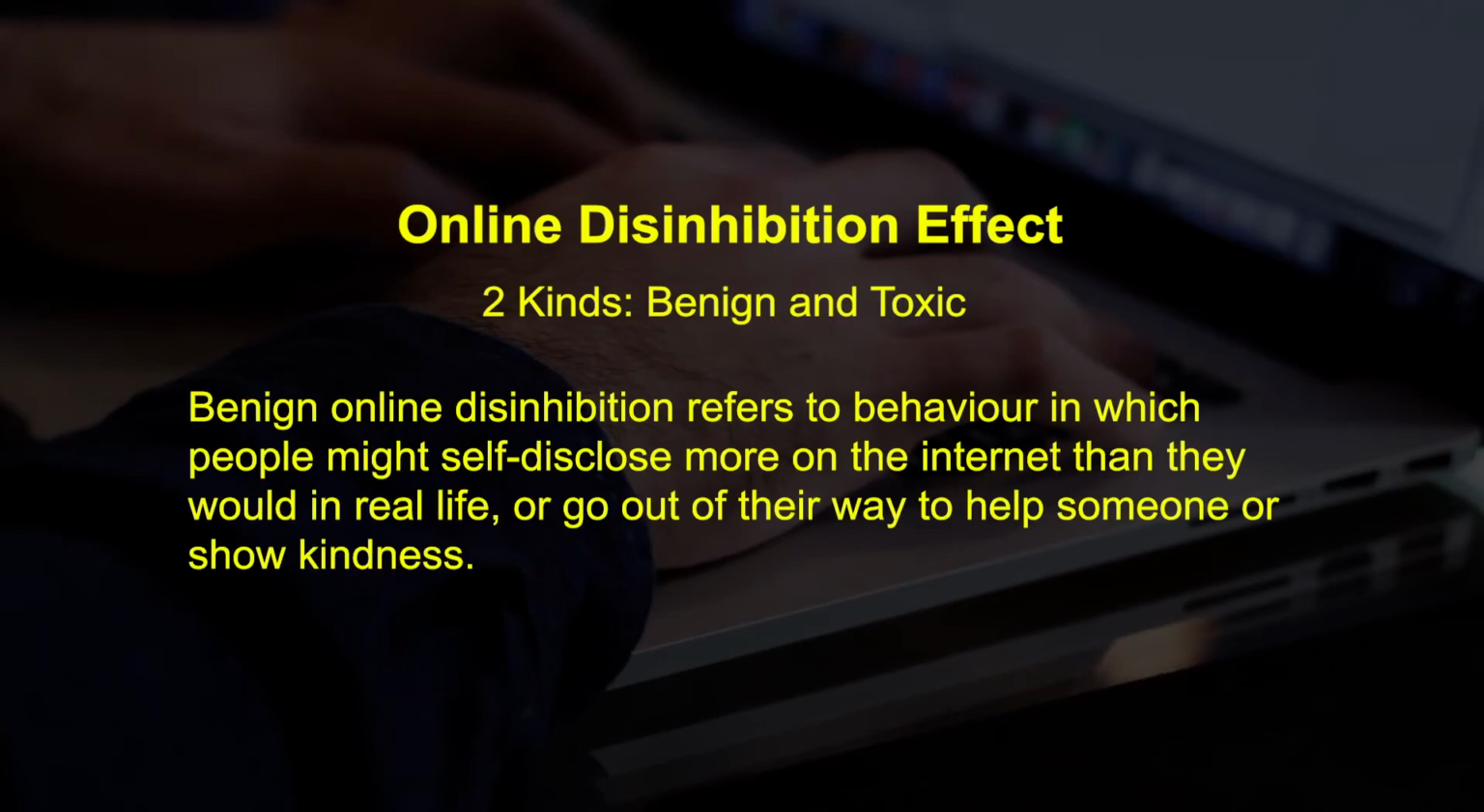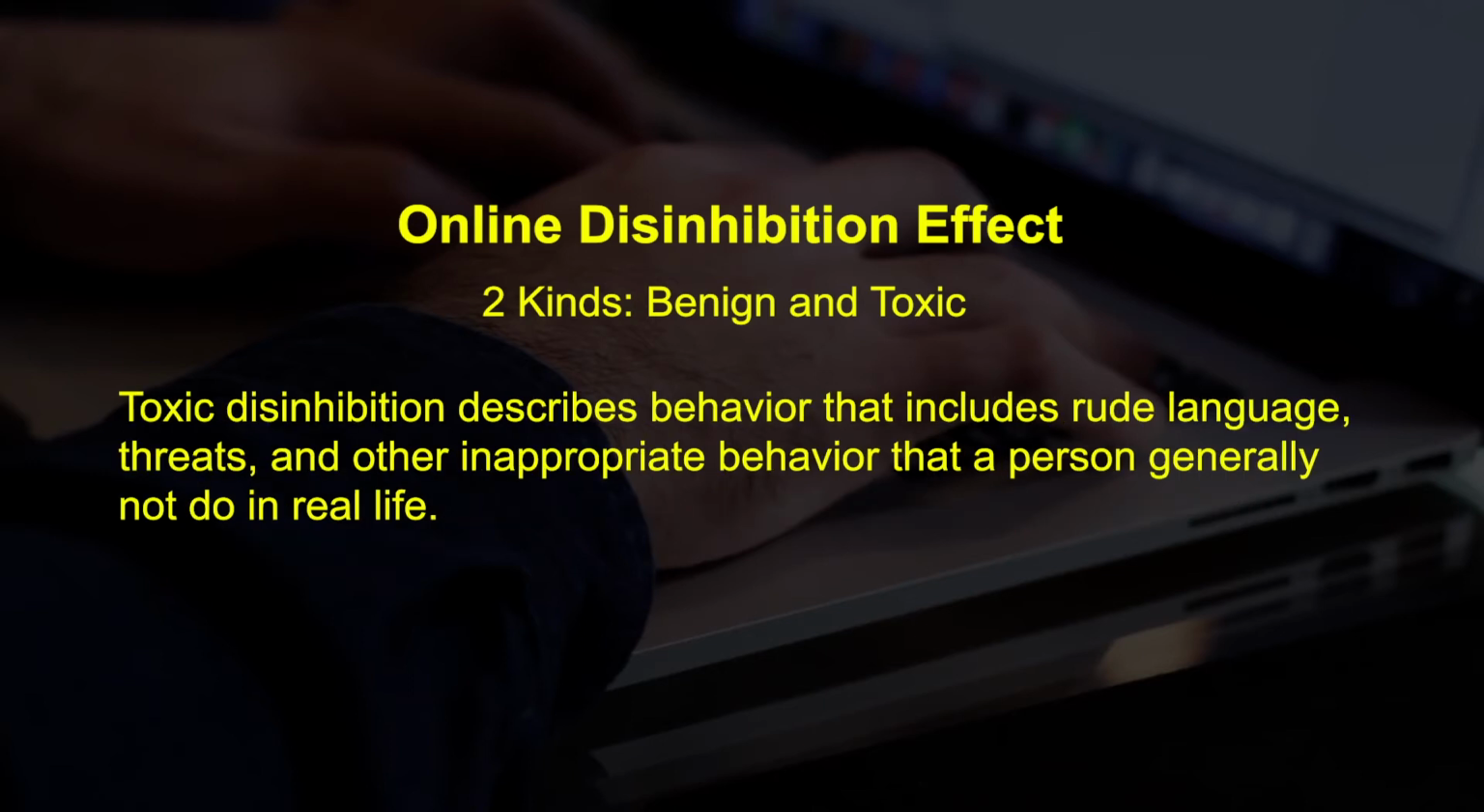Benign online disinhibition refers to behavior in which people might self-disclose more on the internet than they would in real life, or go out of their way to help someone or show kindness. Toxic disinhibition, on the other hand, describes behavior that includes rude language, threats, and other inappropriate behavior that a person would generally not do in real life.